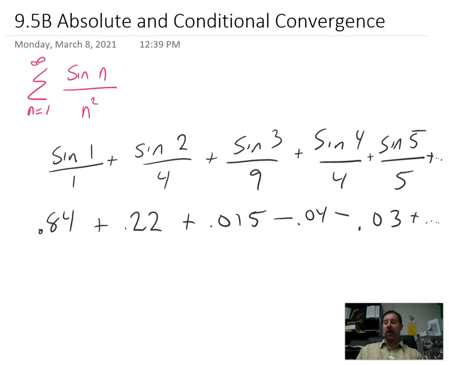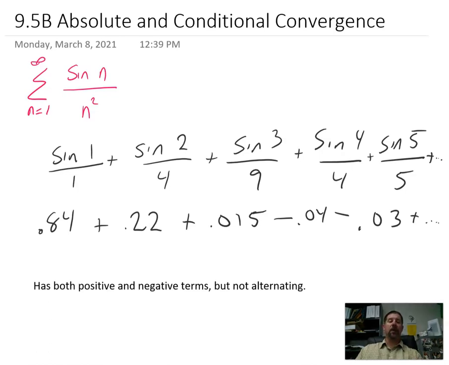However, this is not an alternating series. It doesn't go positive, negative, so I can't use my alternating series test. And they're not all positive terms, so I can't use any of our other tests that lead up to this. So this is what we're going to talk about today: how do we deal with a situation like this?